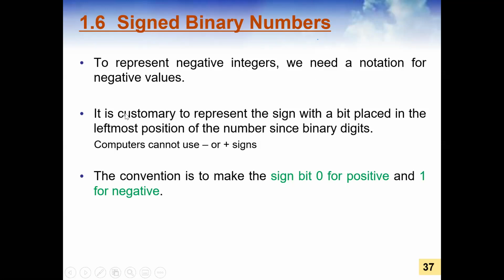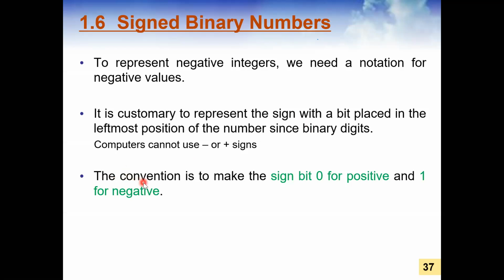It is customary to represent the sign with a bit placed in the leftmost position of the number. The computer cannot use minus or plus signs. We know that it cannot just hold minus or plus inside the computer. It can store 0 and 1 only. So in order to represent a number in sign magnitude, we must place a leftmost bit which will tell whether the number is negative or positive.